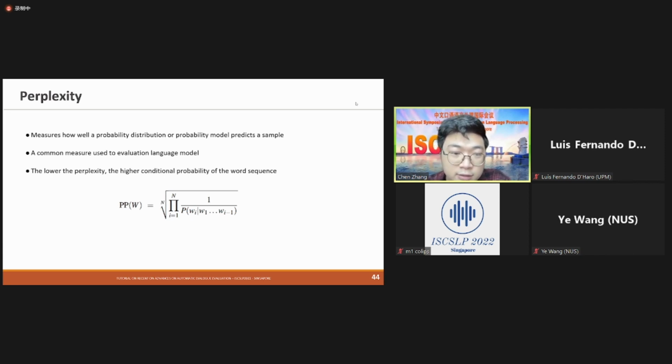In the case of dialogue generation, the input to the language model is basically the dialogue context, and we use perplexity to measure the likelihood of the generated response. The lower the perplexity, the higher the conditional probability of the generated response. So it's commonly used in the literature to tune the model during the development phase.